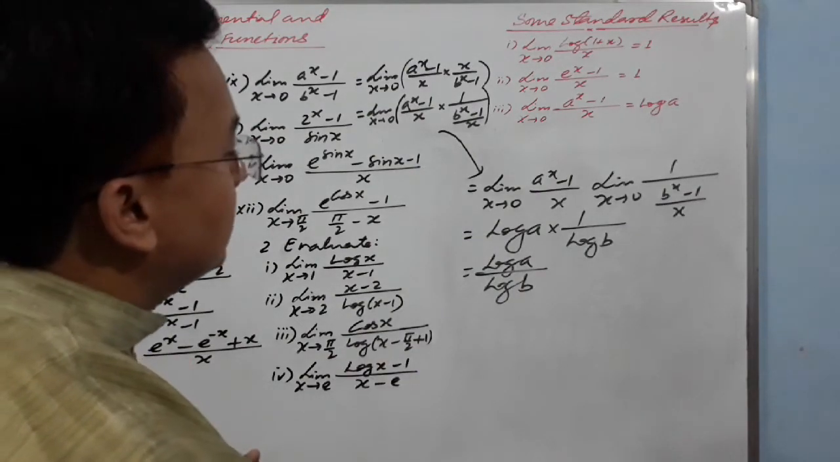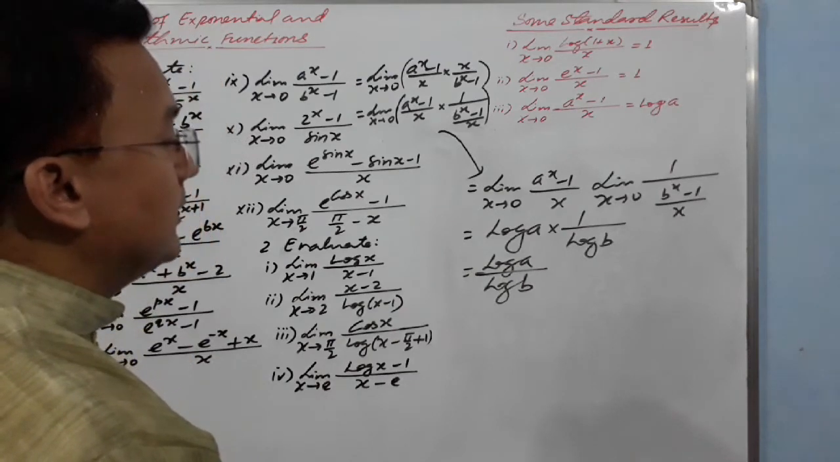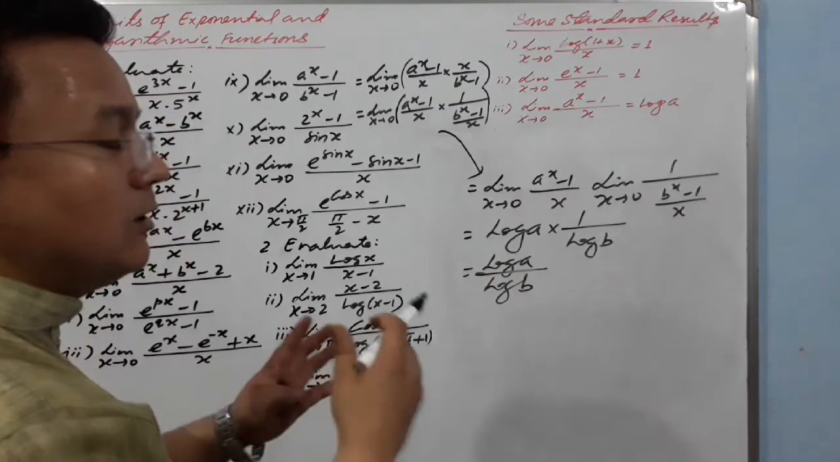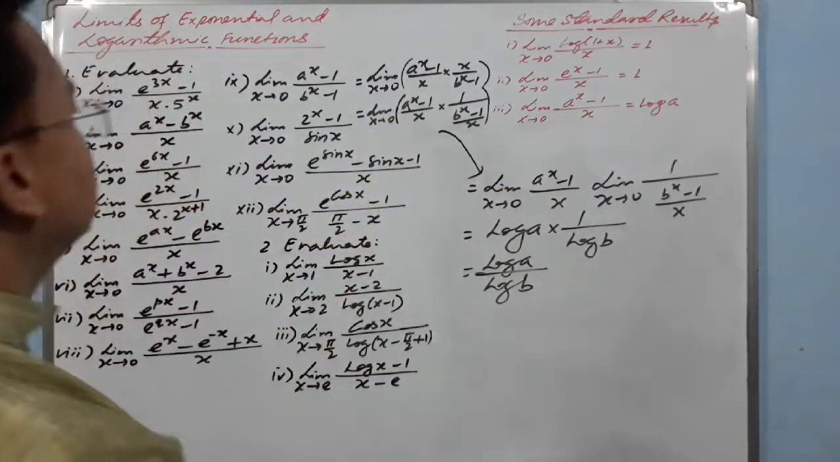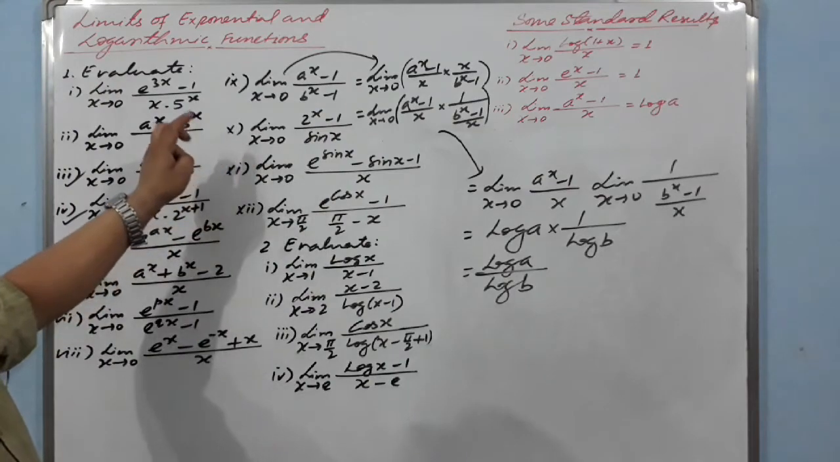So you can't write log of a minus b here, right? To write log a minus log b, we need log of the whole a upon b, right? So this is the limit of this function. Now I will tell you the hidden number.